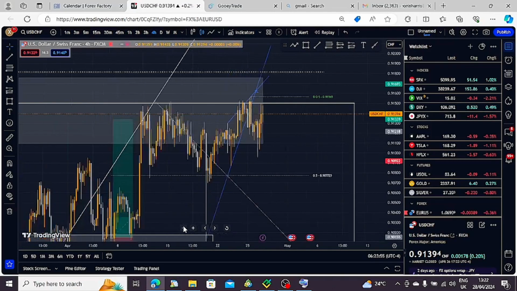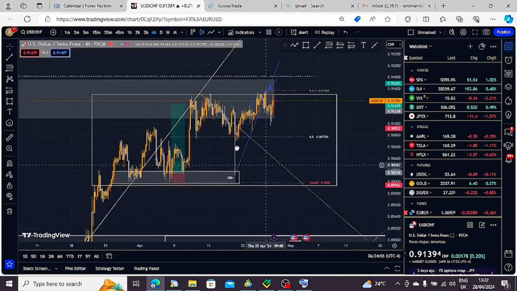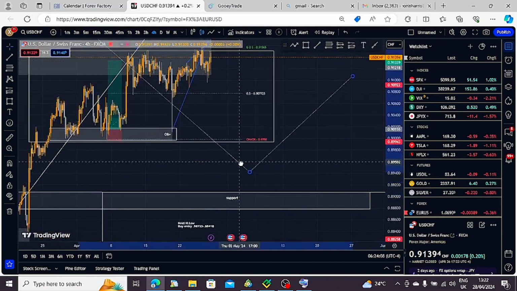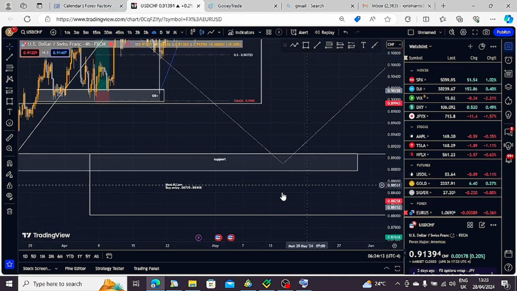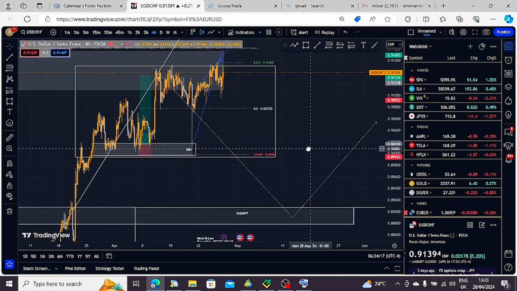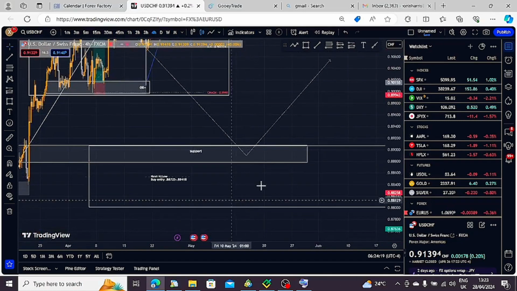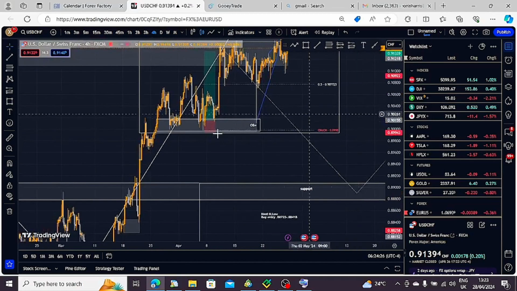Notice this is my order block and price has been respecting it for some time now. And yeah, I do expect downward movement to at least this zone here, some correction to this zone down here before I start looking for longs inside this area. So support, I expect price to bounce off that support.